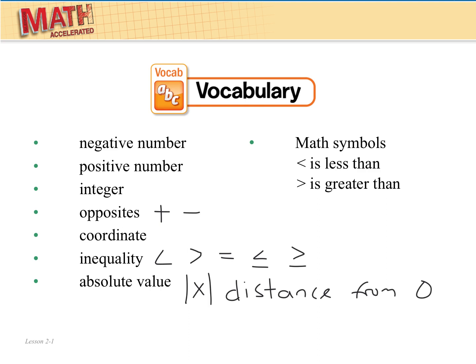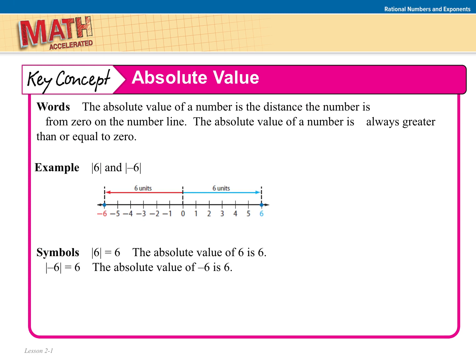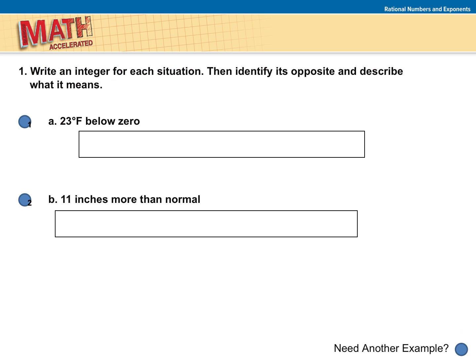Any questions over vocab? Can I move on? We already talked about absolute value. Absolute value is the distance from 0. So 6 and -6 are what? Not absolute value, what are they? They're opposites of each other. That means they are the same distance away from 0. That is absolute value. Okay.